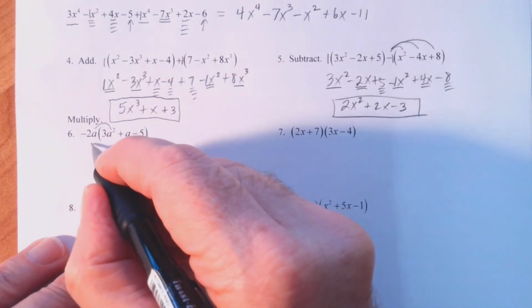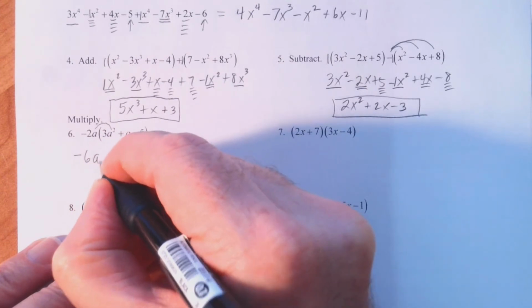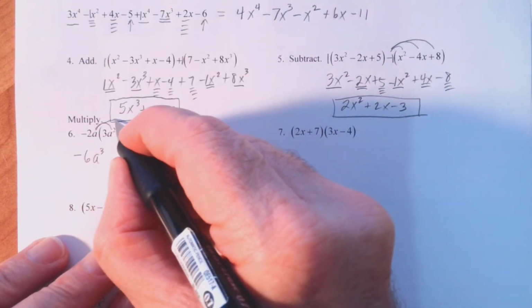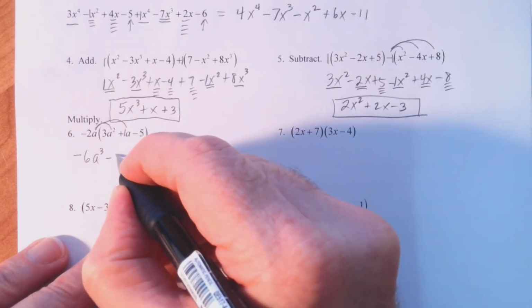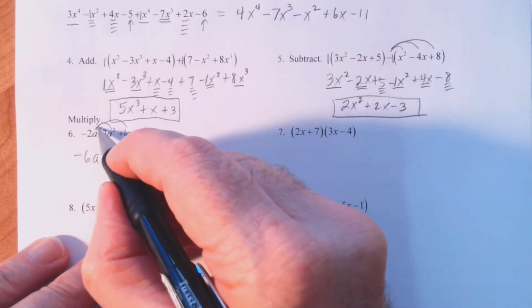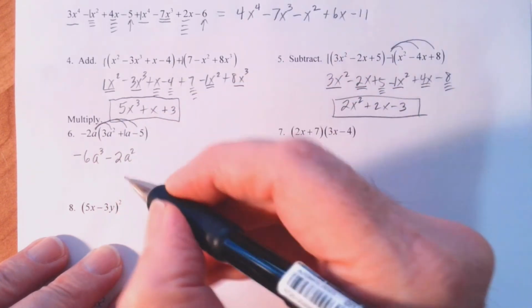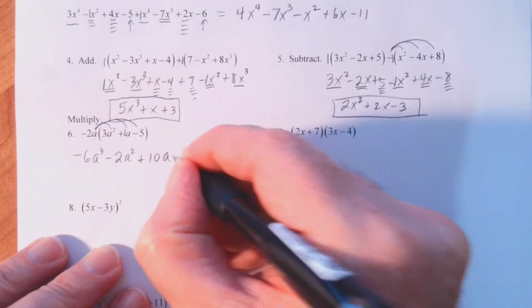So we have negative 2a times 3a squared, that's going to be a negative 6a cubed. Negative 2a times 1a is going to give a negative 2a squared. We'll write minus 2a squared. And negative 2a times a negative 5 is a positive 10a. So we'll write plus 10a.